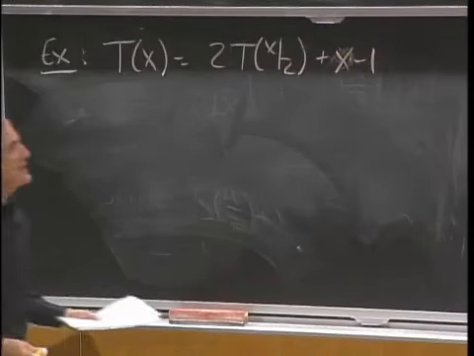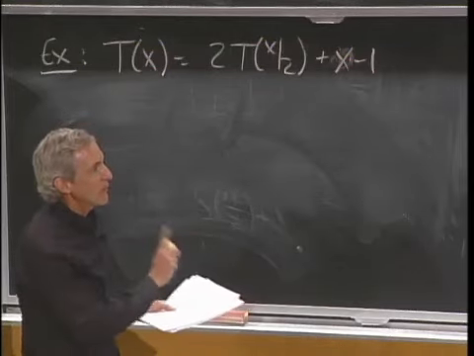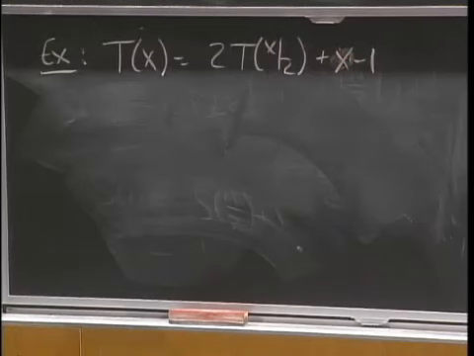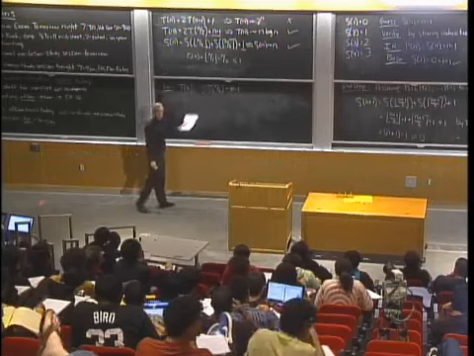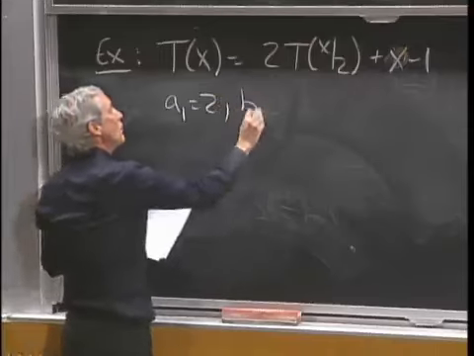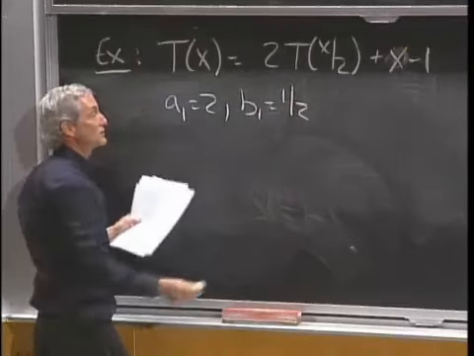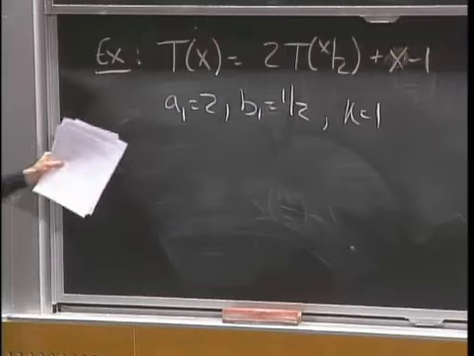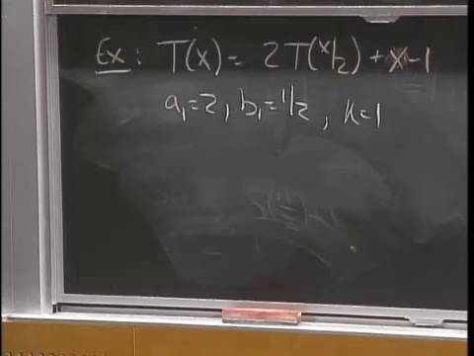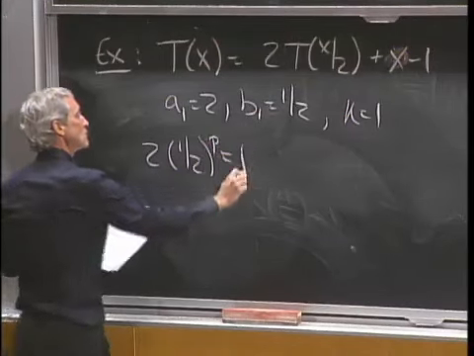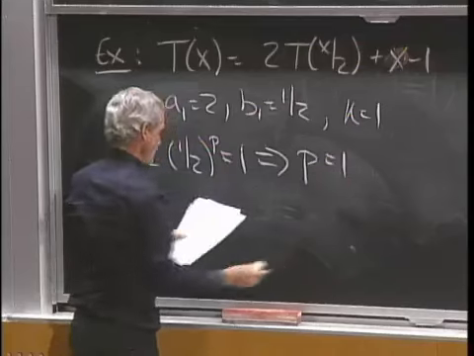All right, what is p in this case? I've only got one term. I don't even need a sum from that definition over there. What's the value of p for this guy? So I've got a1 is 2, b1 is a half, just one term. What's the value of p such that 2 times a half to the p equals 1? 1. Doesn't get much simpler. So 2 times a half to the p equals 1 implies p is 1.